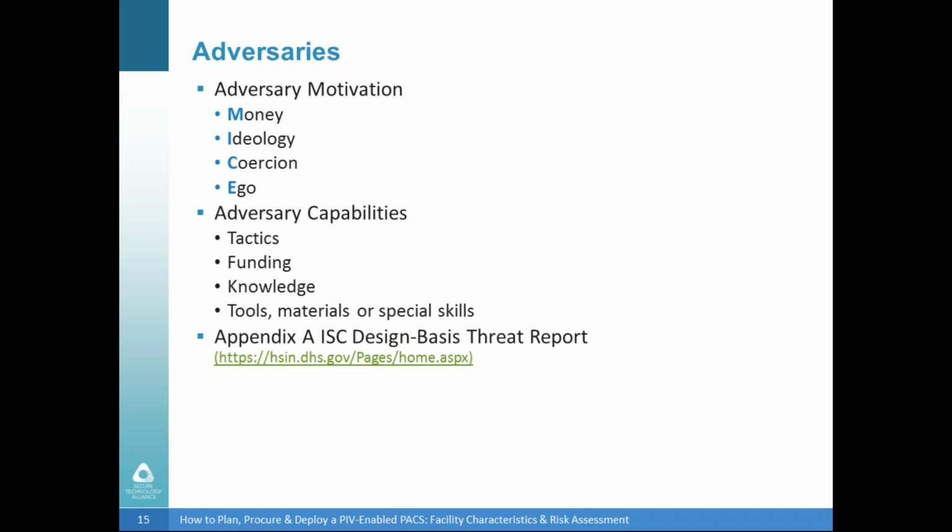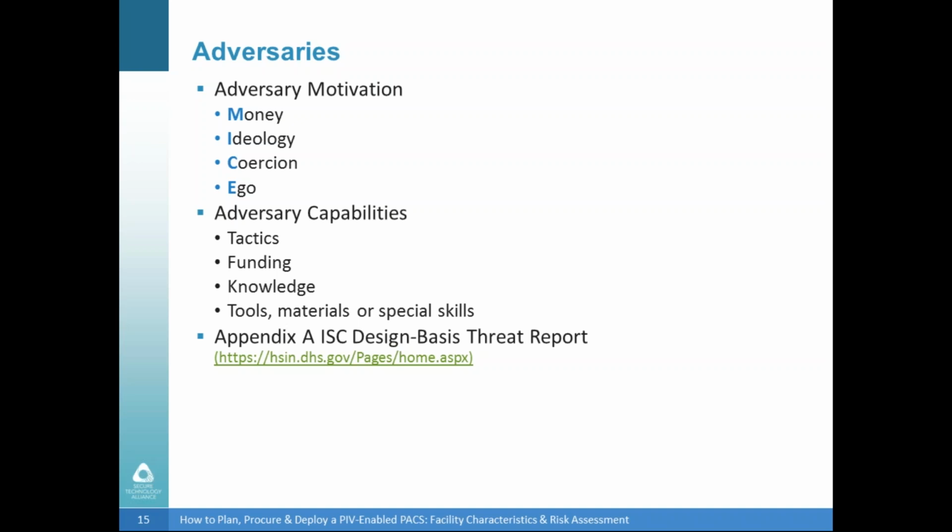When you're assessing capabilities, you want to look at your facility from the perspective of a potential adversary. How would you carry out an attack? And what would you need to be successful? What tactics, techniques, or procedures would you use? Would you rely on stealth? Is deception a possibility? Depending on the asset, overt physical force may be required.